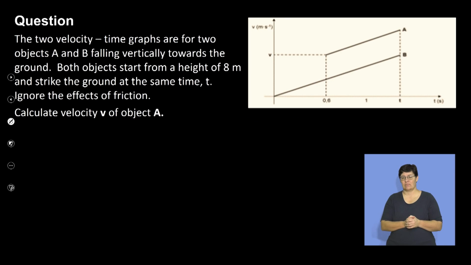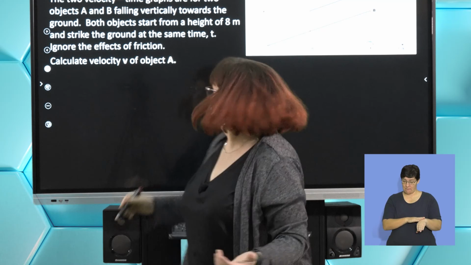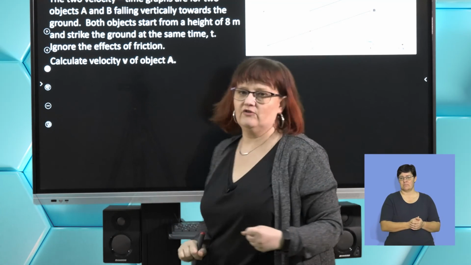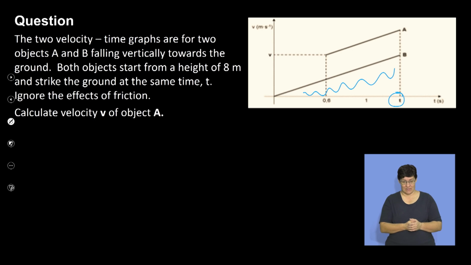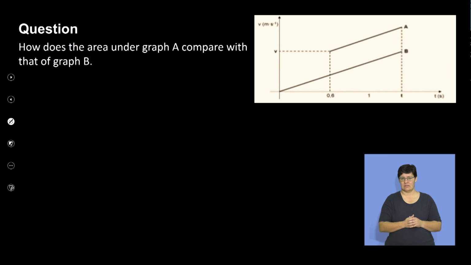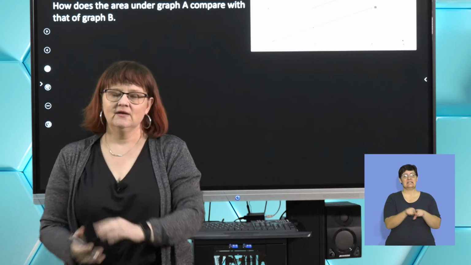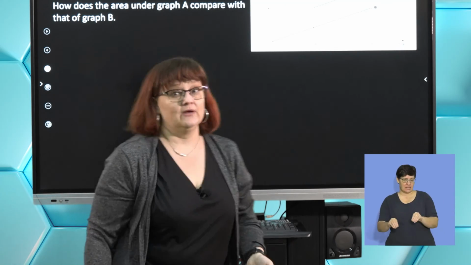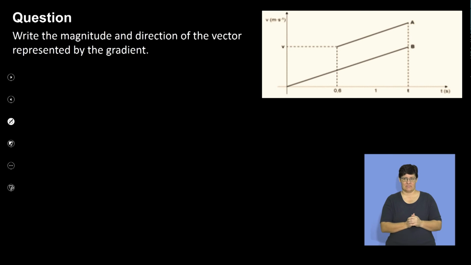So then they wanted V. I can't find V until I know time, because once I know this time, it's going to be part of the simultaneous equations we did to get time. Once I know time, I can work out velocity, because I know the area of B. Okay, so the velocity would be the height. Might have been a little difficult to put in here, sorry. Okay, how does the area, and that's what we've just done, the areas are the same. Why? Because they fell the same distance. Their displacement is equal, so their area is equal. Okay? They want the magnitude and direction of the vector represented by the gradient.